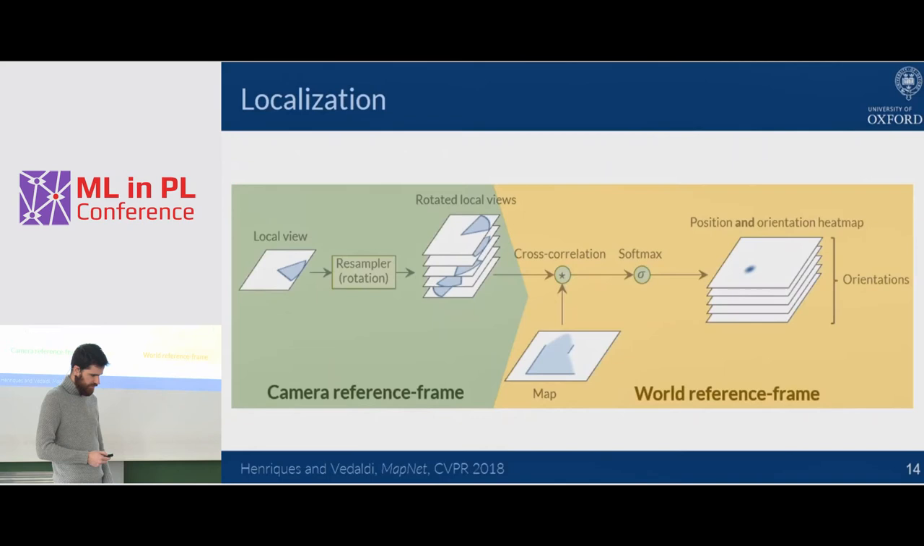And just to emphasize the big picture of what we're doing here, we're going from the normal computer vision point of view, which is camera-centric. We're moving from this camera reference frame to the world reference frame. So the map exists in global, world space coordinates, not in camera space. And that's the direction we want to move in.